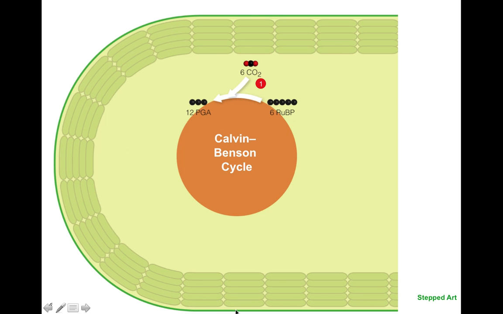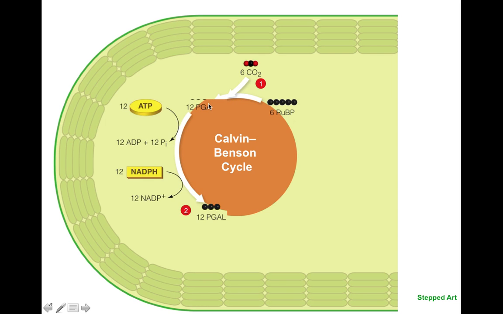And so here it is, a step-by-step breakdown. We start with our RuBP, and we combine carbon dioxide with it, and we make PGA. You'll see that we're making 6 RuBP into 12 PGA, which kind of makes sense because this guy here is 1, 2, 3, 4, 5 carbons. We bring this in, now we have 6. So we've got 6 carbons, and we break those down into 3 PGA.